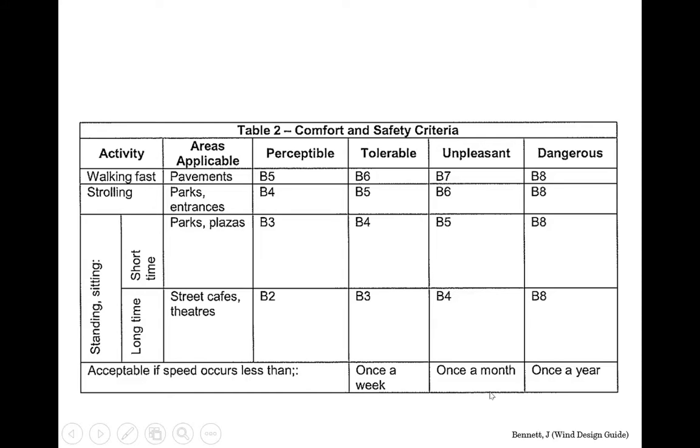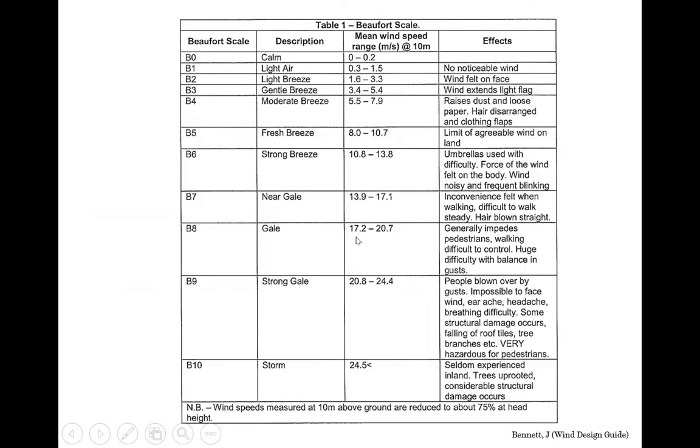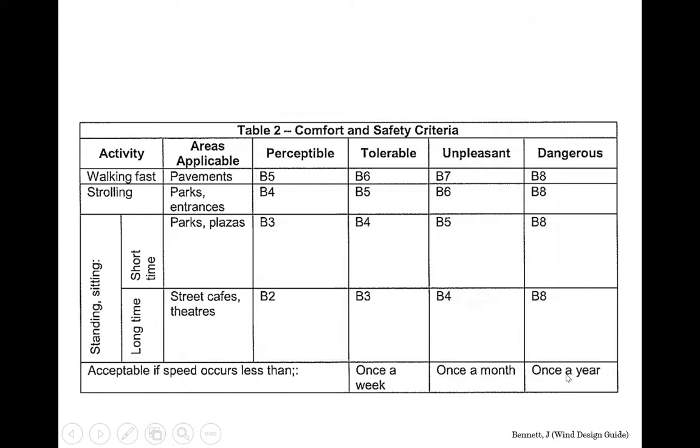So, quite important here. This level of wind speed, B8, which is gale, 17 to 20 metres per second, would be considered acceptable if it occurred less than once a year. So less than once a year is actually 0, but I think it means probably once a year. So in other words, once a year you would probably accept if there were some really strong winds. Okay. If that happened every month, we would not find it acceptable.